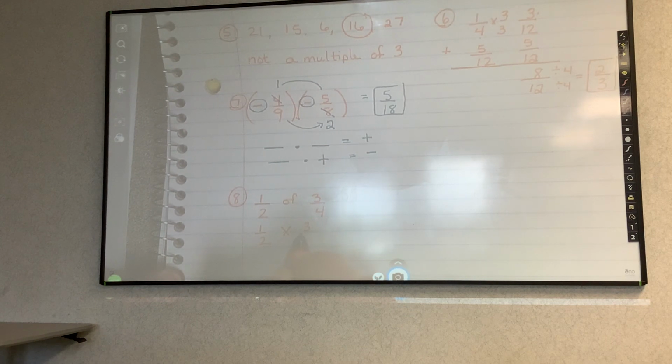So I have 1/2 times 3/4. I look to see, can I cross cancel anything? I cannot, so I just go ahead and multiply going across. 1 times 3 is 3, 2 times 4 is 8. So you're going to need 3/8 cup of milk to make a half of a recipe.